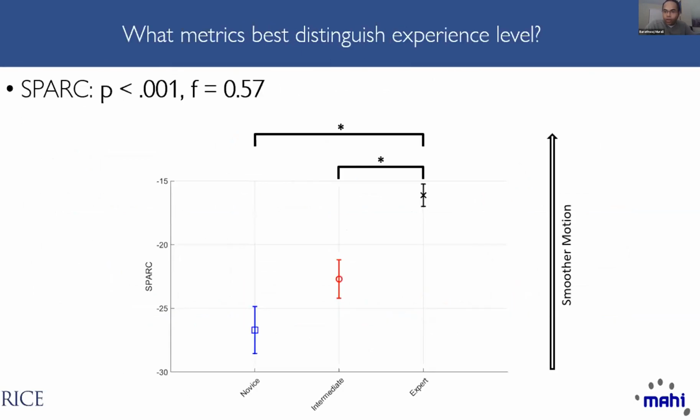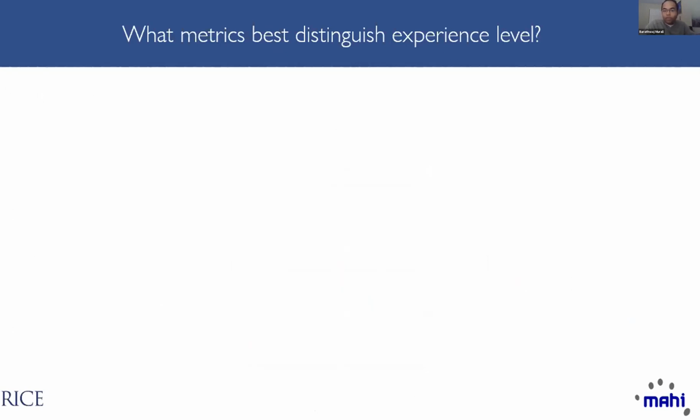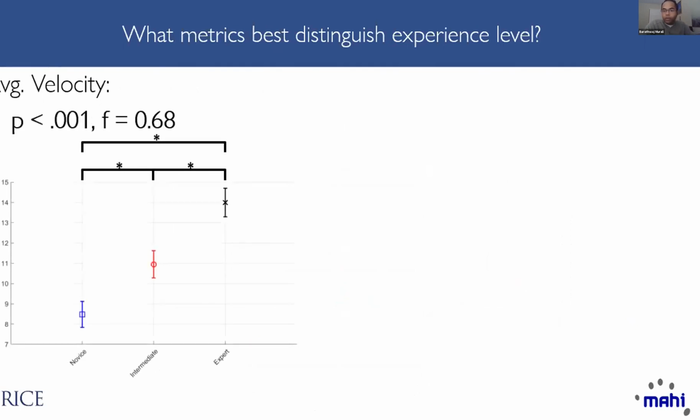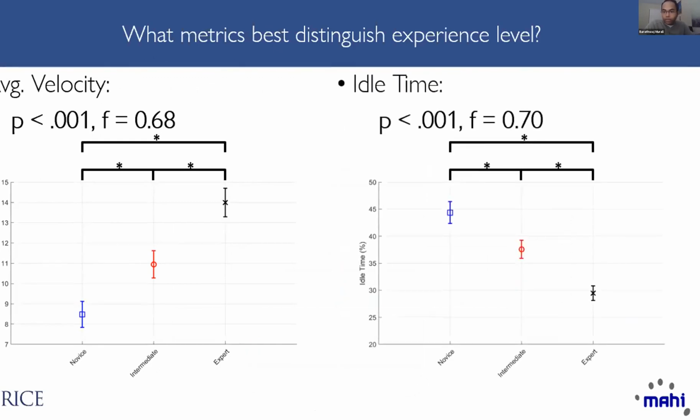After running a one-way ANOVA for each metric, we determined that SPARC shows significant differences across experience level, with more experienced surgeons producing lower values of SPARC. Average velocity showed a similar trend, with greater experience leading to higher average velocities. And idle time showed the inverse, with greater levels of skill resulting in lower amounts of idle tool motion.